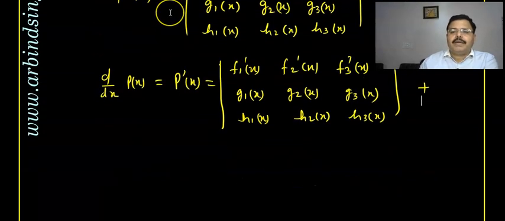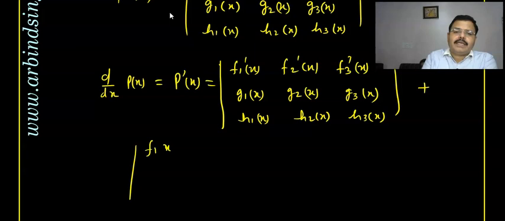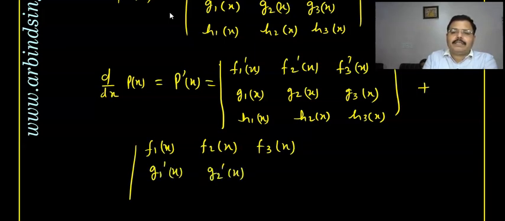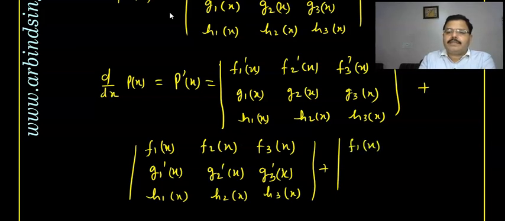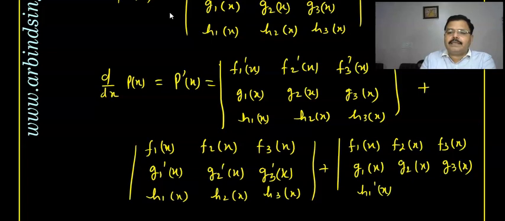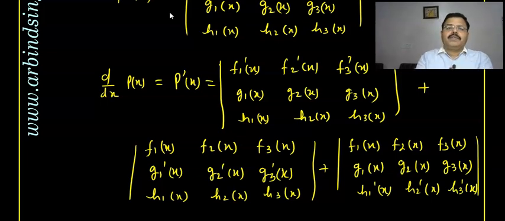Plus, that means the derivative of the first row and the second and third rows written as they are. Then plus f1x, f2x, f3x as they are, the derivative of the second row, g1 dash x, g2 dash x, g3 dash x, and the third row as it is, h1x, h2x, h3x. Plus f1x, f2x, f3x, g1x, g2x, g3x, h1 dash x, h2 dash x, h3 dash x. That is the way you can differentiate the determinant. I hope you got it.